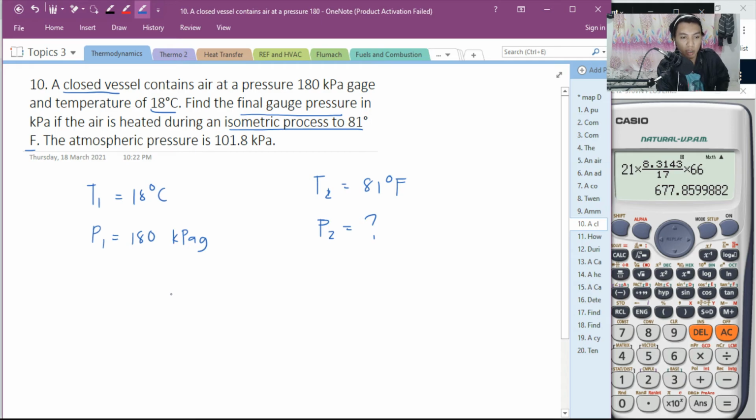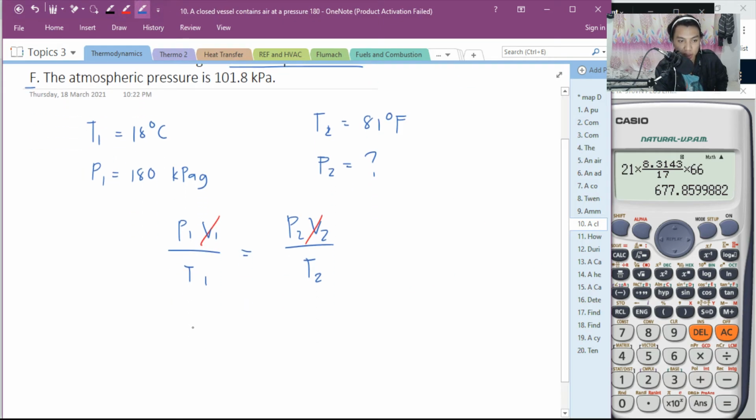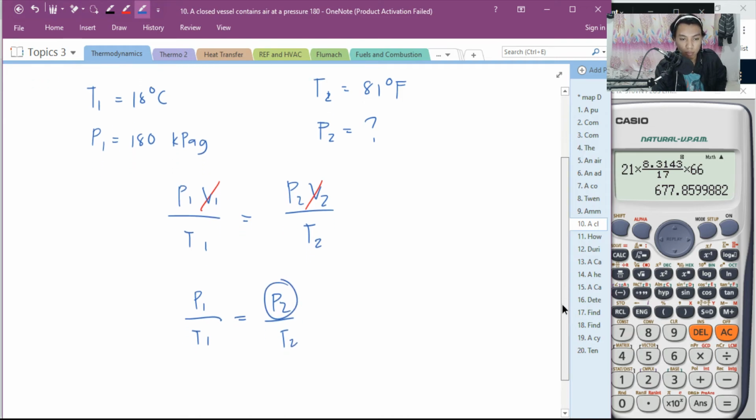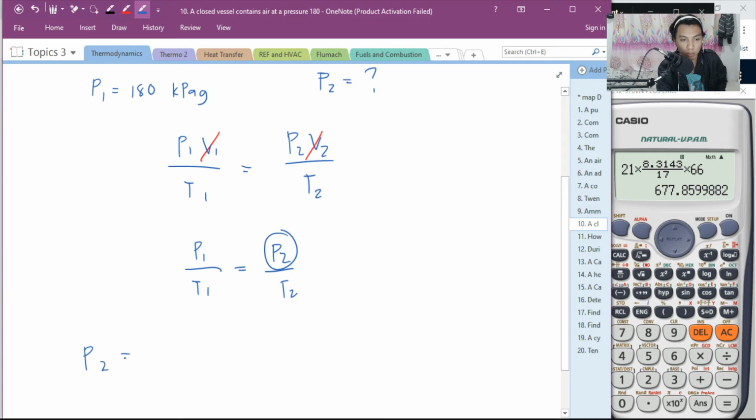Madali na yan. Using your combined gas law, P1 V1 over T1 equal to P2 V2 over T2. Sinabi dito that it is an isometric process. Ibig sabihin, pag isometric, V is constant. So, i-cancel mo yung V. You will arrive with P1 over T1 equal to P2 over T2. Now, we are asked to find P2. P2 is equal to P1 T2 over T1.